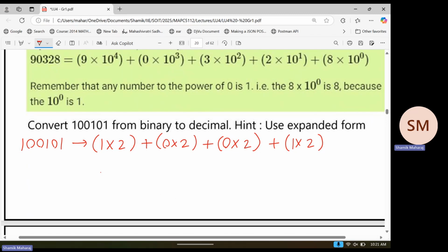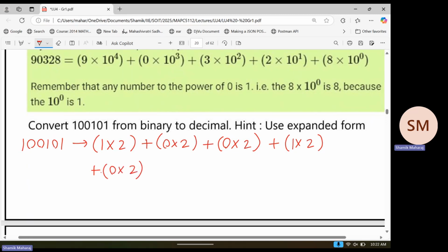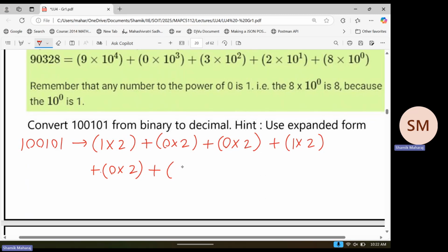Okay, and then I'm just going to fill in the last two, which is 0 times 2 to the something plus 1 times 2 to the something. 1, 0, 1 is the last one.